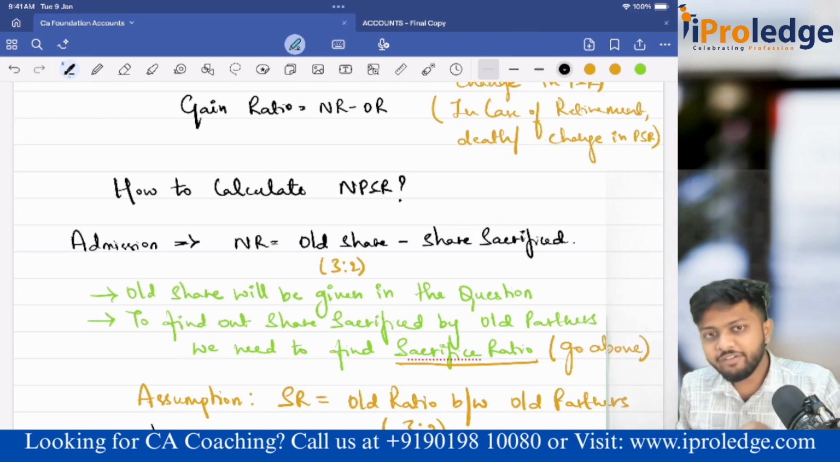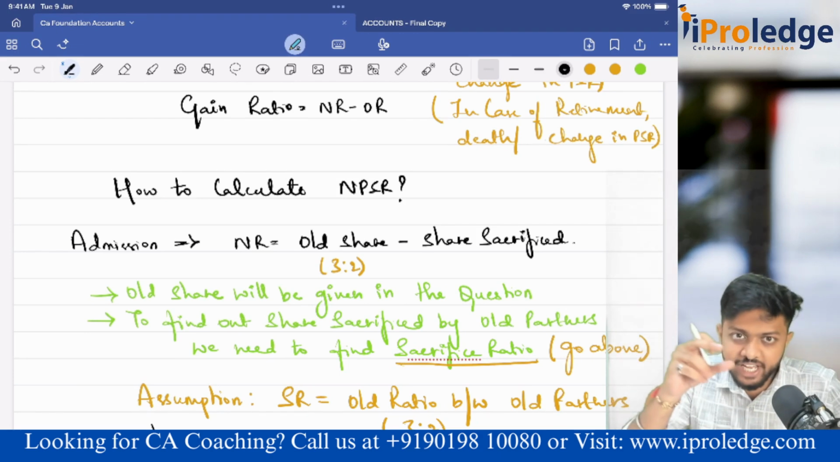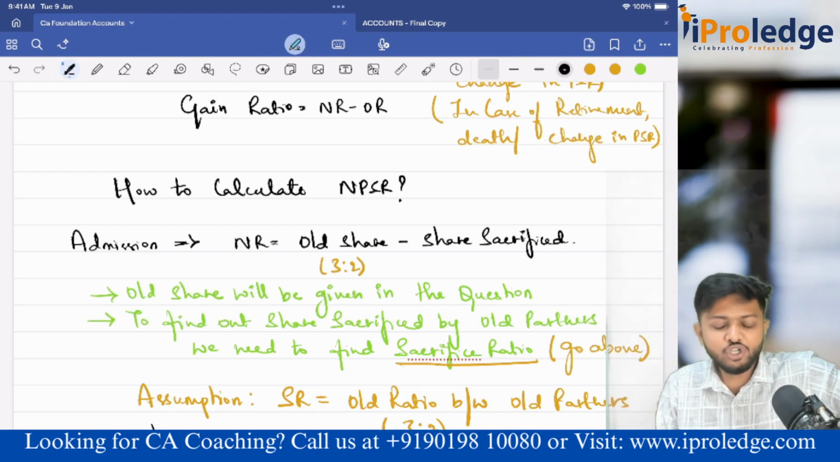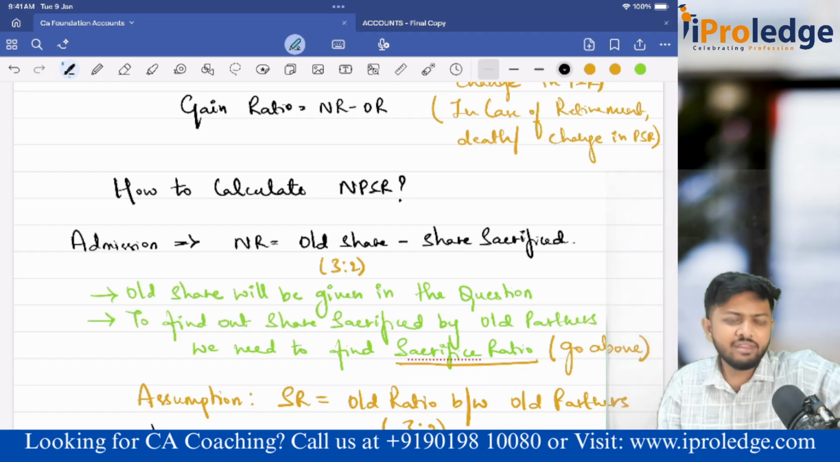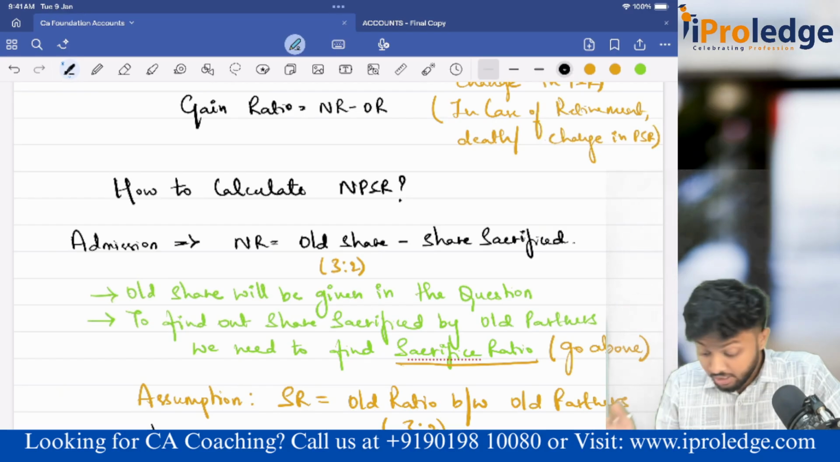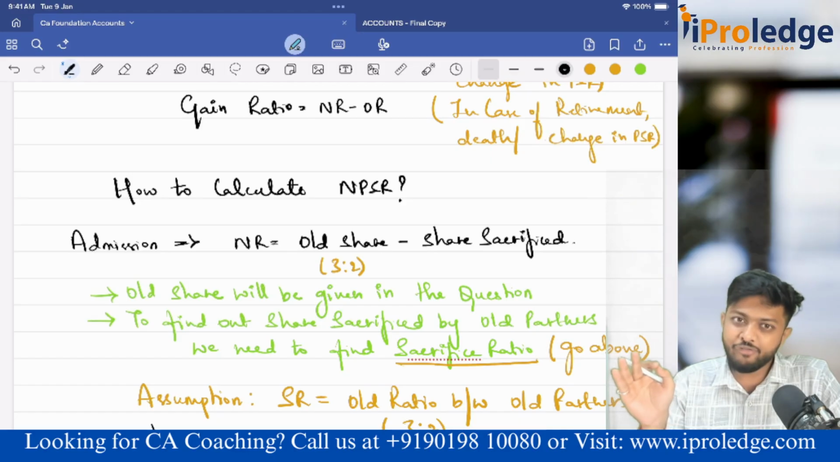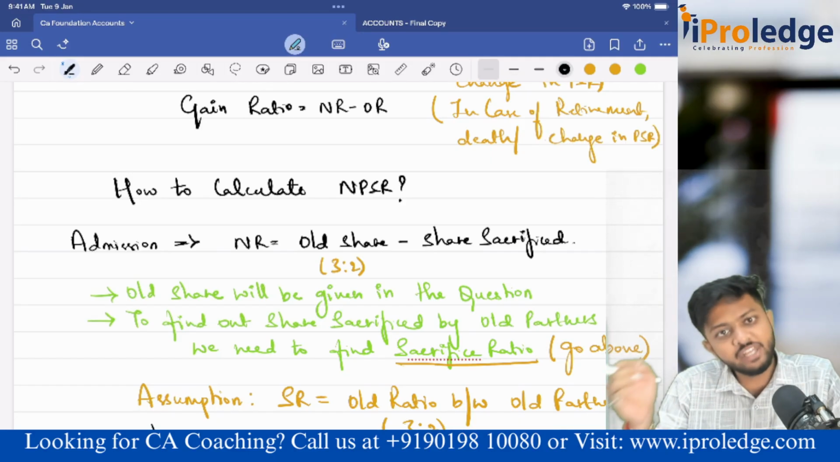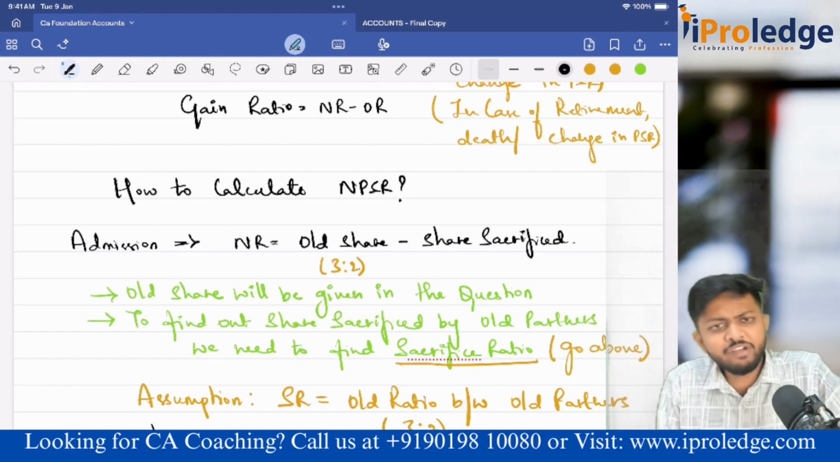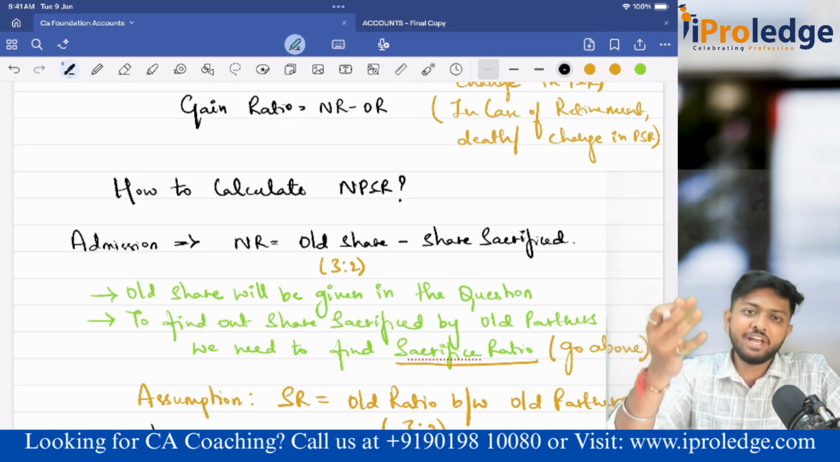Now sir, how to calculate new profit sharing ratio? Guys, whenever an admission or retirement or death happens, of course the profit sharing ratio will change. The old ratio will become a new ratio whenever admission, death, retirement or change in PSR happens. Now tell me, how to find this new profit sharing ratio? Technically, one thing is they could have given it in the question. If they have given it in the question, good, then no need to find it out. From it you can find sacrifice ratio and gain ratio.